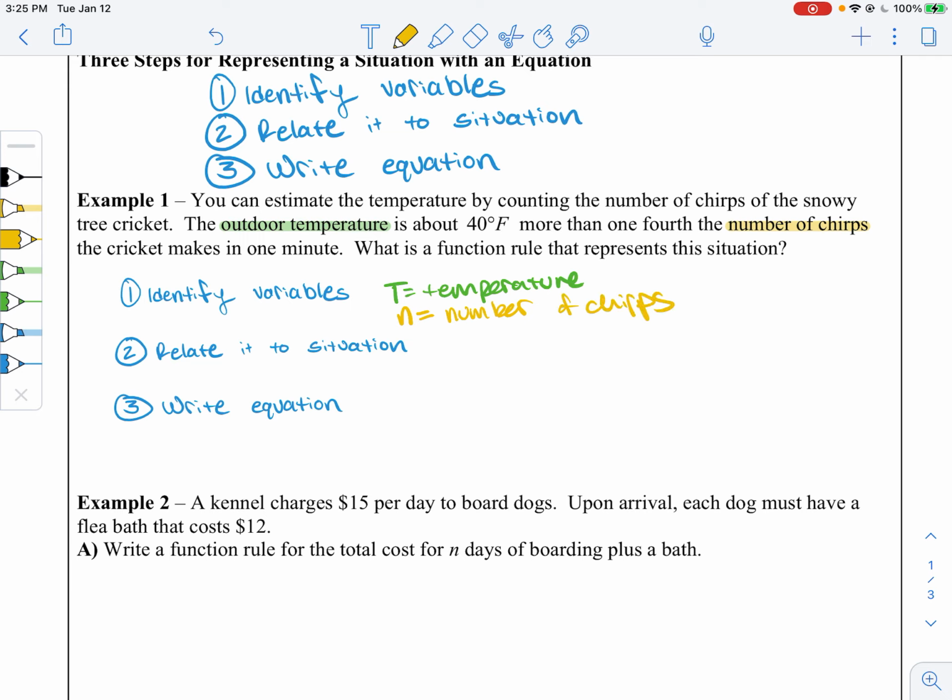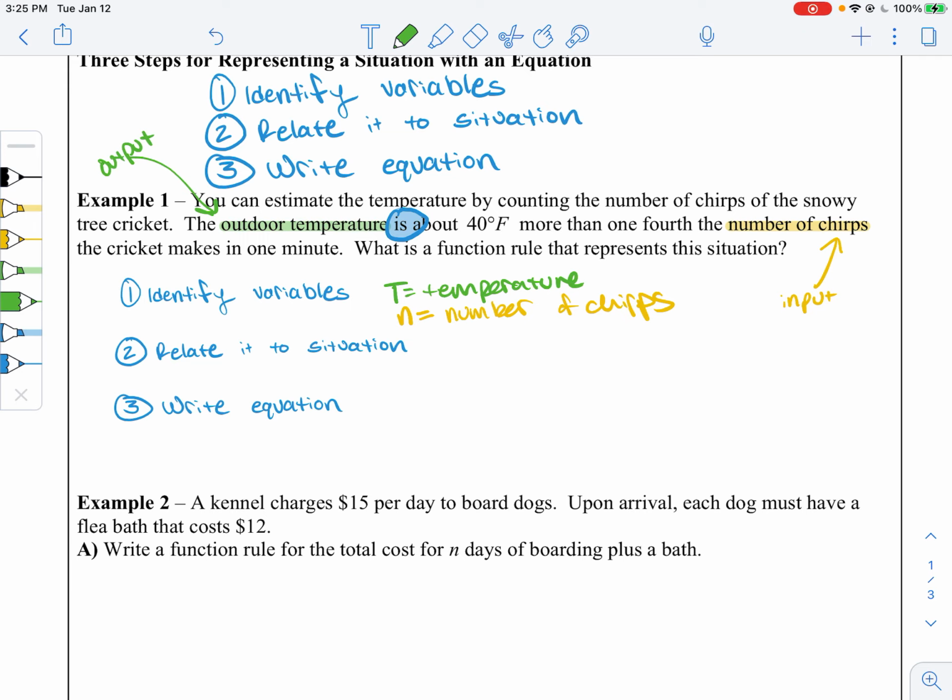Now, I claim that the temperature depends on the number of chirps. So temperature is dependent and the number of chirps is independent. And here's why. We've got this magic word is that's helping us out. The temperature is, and then that's followed by a description. So that tells us that the temperature is defined by the chirps. It's dependent on how many chirps we have. We start with chirps, that's our input, and then we get an output of a temperature.